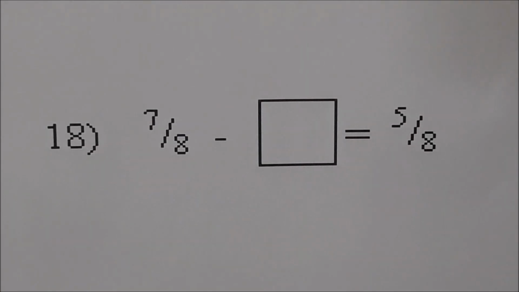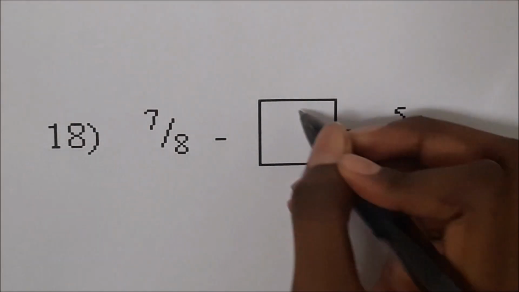Number 18, we're on fractions now, Rafaela. Go ahead, read it. 7 eighths minus blank equals 5 eighths. Okay, don't say 7 over 8. Read it again. 7 eighths minus blank equals 5 eighths. Okay, so we are subtracting and we need to get 5. Since we have like fractions, what would the answer be, Rafaela? 2 eighths. Write it in.